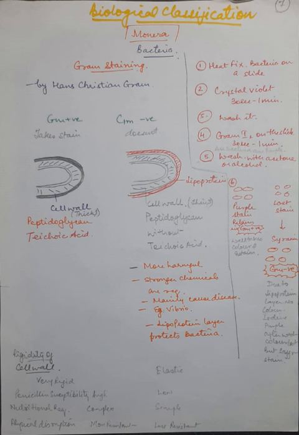So this was all about the difference between gram positive and gram negative bacteria and the staining. Depending upon whether it takes the stain or does not take the stain, we are able to differentiate between gram positive and gram negative bacteria. This gram staining was discovered by Hans Christian Gram.